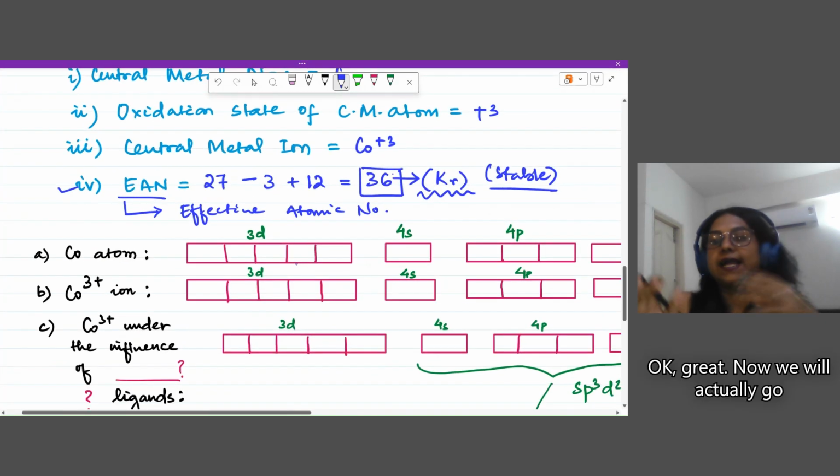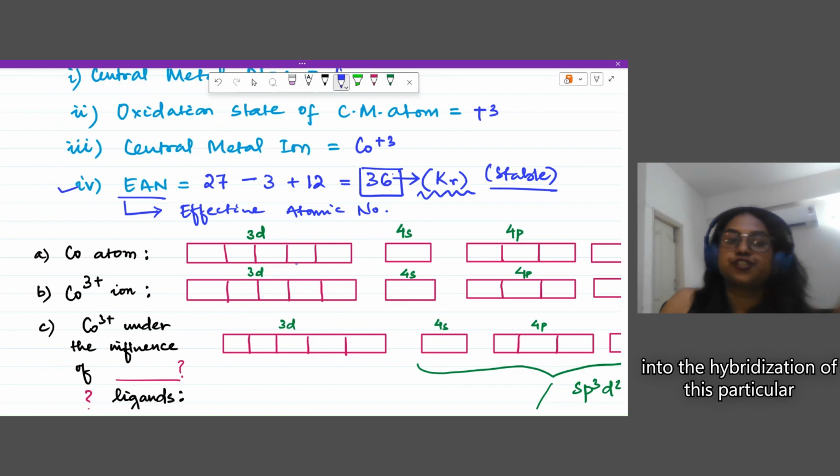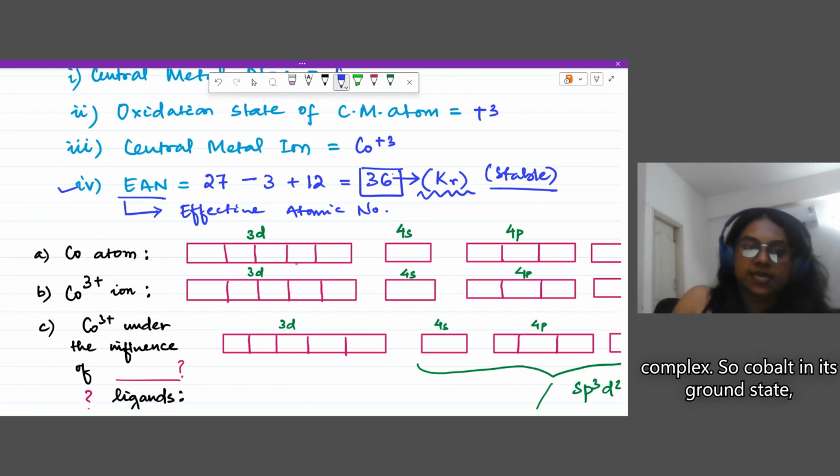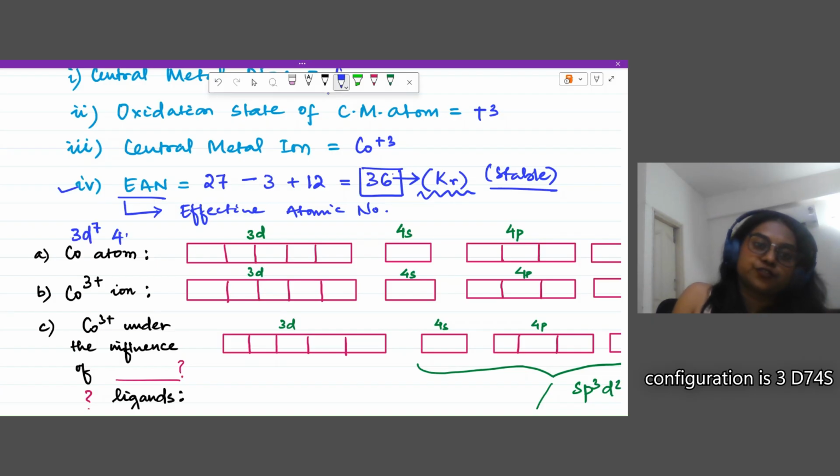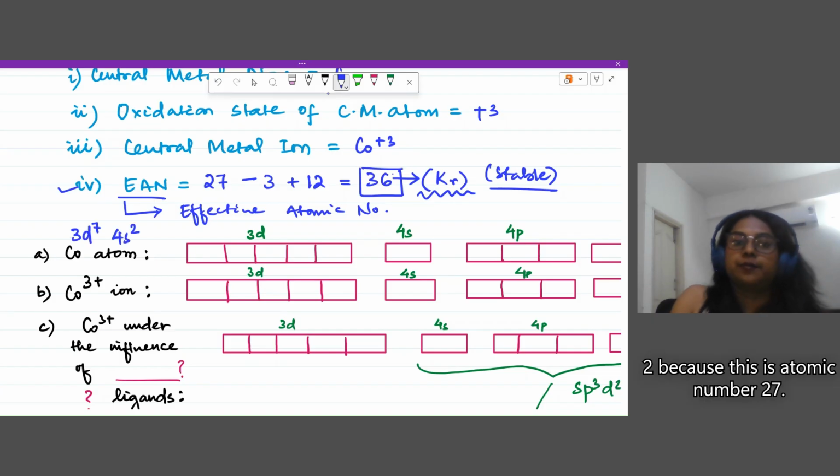Great. Now we'll actually go into the hybridization of this particular complex. So cobalt in its ground state, what is the electronic configuration? We have already discussed this stuff. Cobalt's ground state electronic configuration is 3d7 4s2 because this is atomic number 27. This has atomic number 27, right?